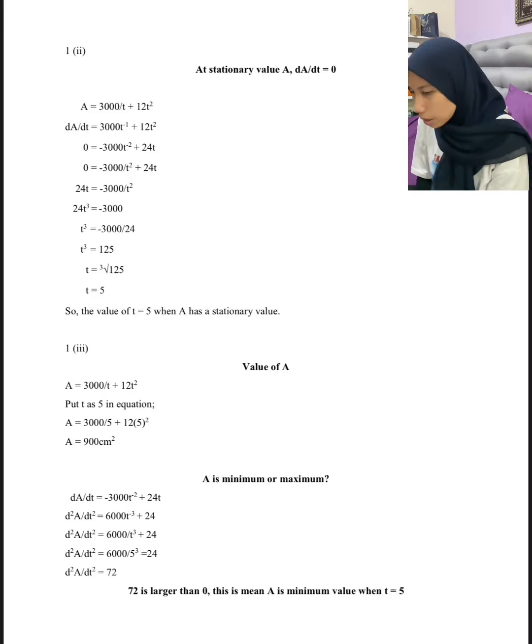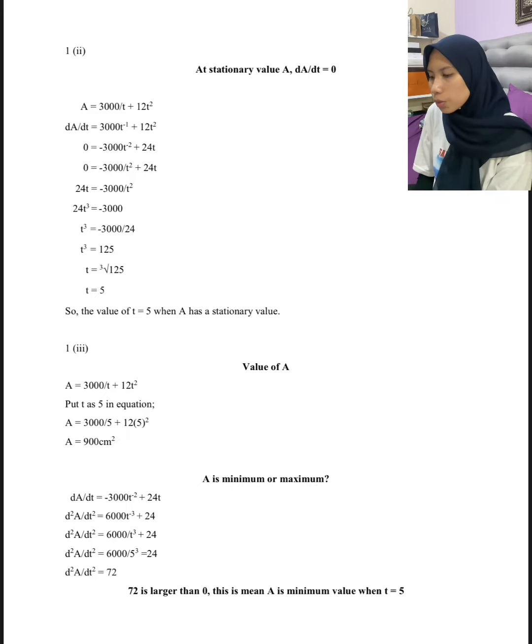72 is larger than 0. This means A is minimum value when t equal 5. Thank you.